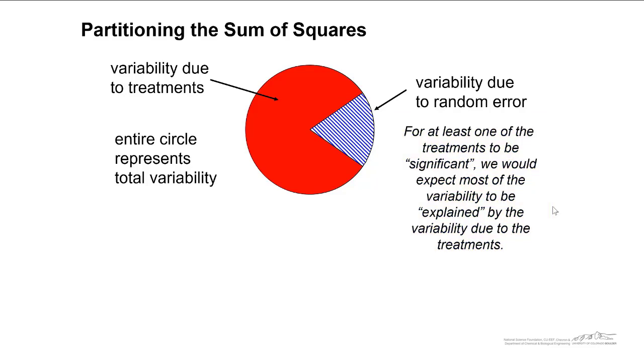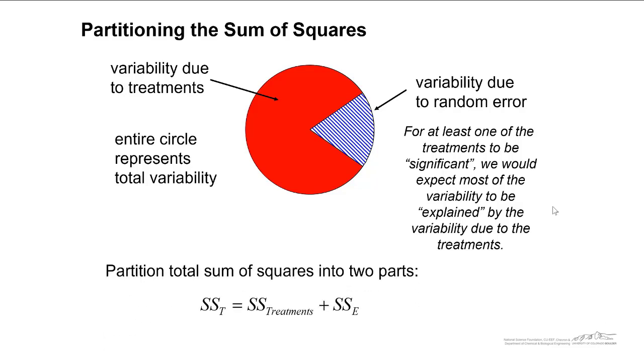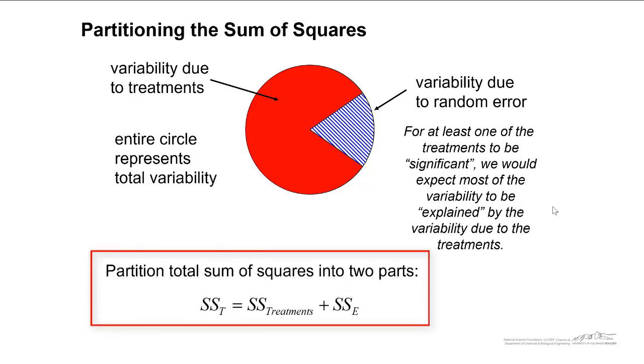So if you are to prove the alternate hypothesis that we set up, you really have to show that this red part of the total variability is much larger than variability due to random error. And that's what we do using ANOVA. We partition the total sum of squares into two parts, SS treatments, that's the variability due to the treatments, plus the error sum of squares, and that's the variability due to random error.